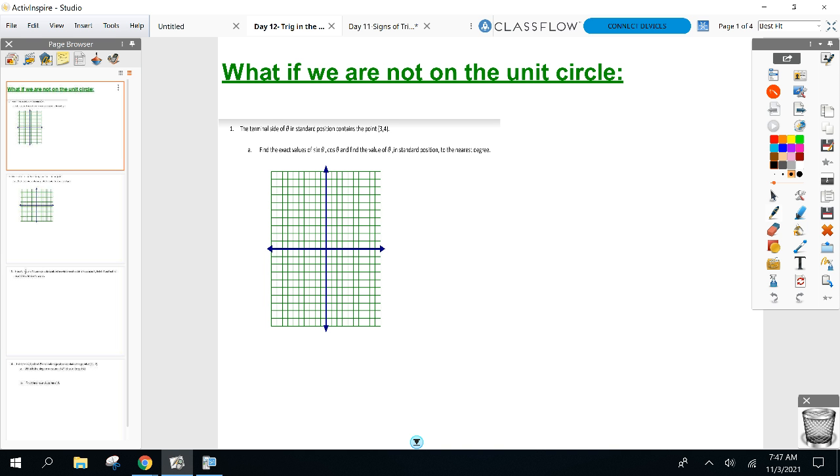Can you guys graph (3, 4) for me? 1, 2, 3. 1, 2, 3, 4. And go ahead, draw your terminal side through there. There you go, (3, 4).